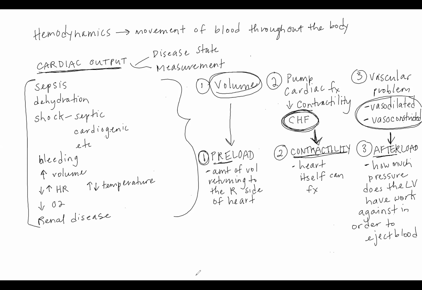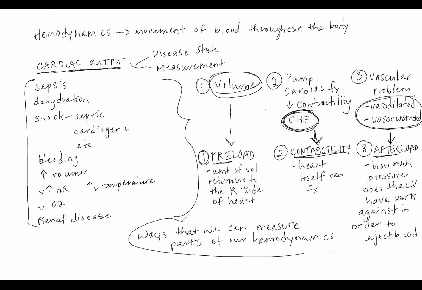So we're going to take a brief look back at the PowerPoint and go through some other different types of hemodynamic parameters. When we talk about hemodynamic parameters, it's really important. These are all ways that we can measure parts of our hemodynamics. So all of these parameters help us evaluate a patient and say, wow, that person's either hemodynamically stable or hemodynamically unstable, and this is why.